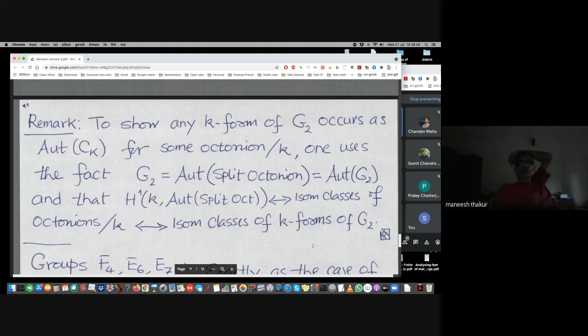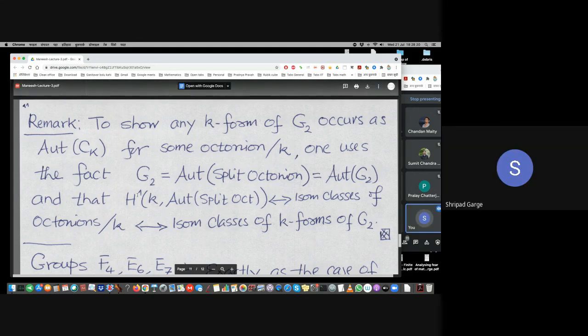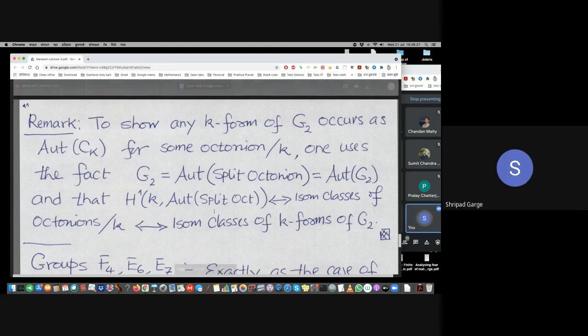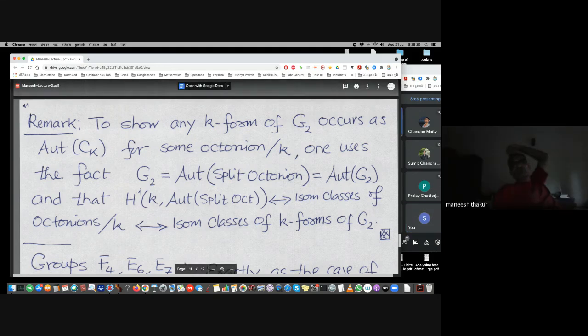So in H1 of G2, the group you start with will be represented by a cocycle here. That cocycle gives us a Galois action on the split G2, whose fixed points is the group. And by this, you can pass that action onto the action on the split octonion algebra.